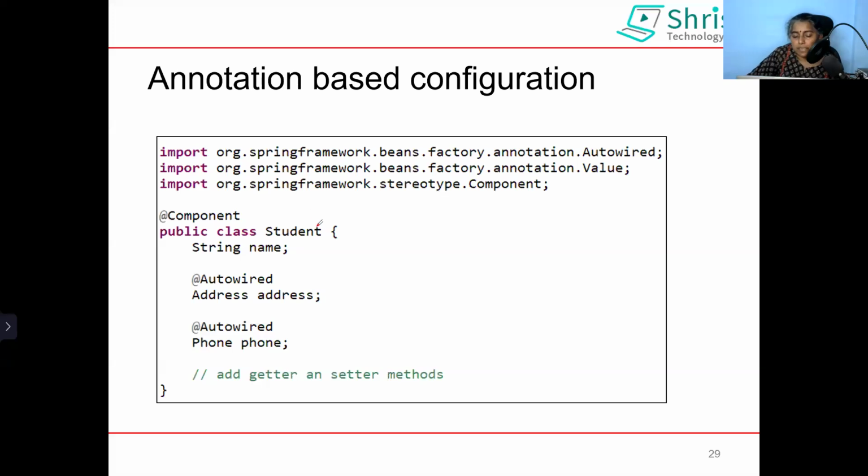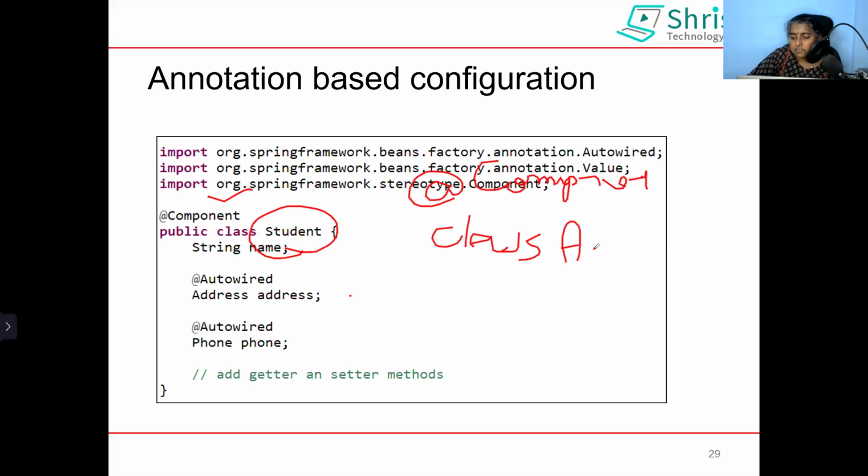If I want the Spring framework, the Spring IOC container, to create an object of my class, the class should be annotated with @Component. Clear? Okay. Now, I also have an address class. This address class also is annotated with the @Component annotation. Okay, I hope it is clear. This is my address class. Bear with my handwriting, the stylus is not working here.